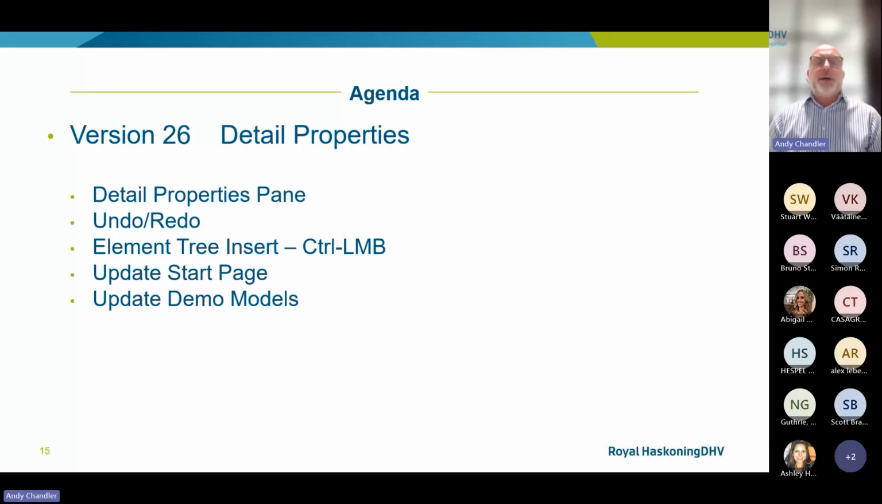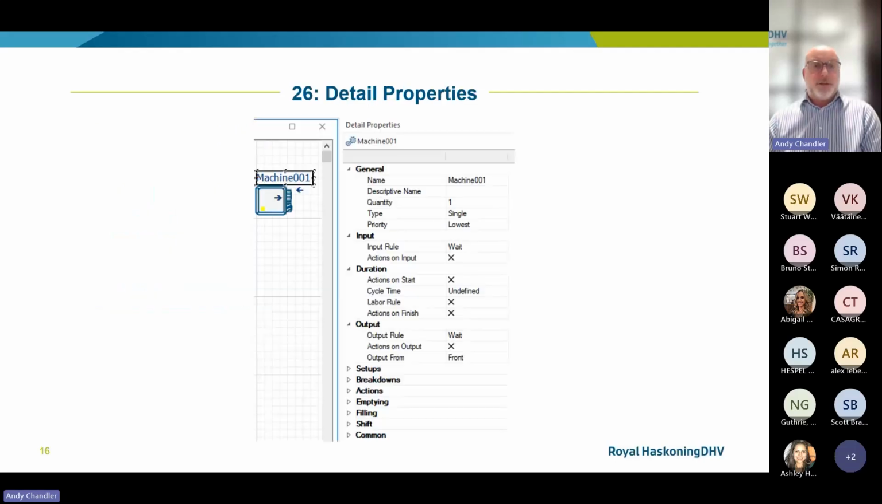So that same process of converting dialogue-based interaction into properties-based interaction was then applied to the detail properties. So we introduced the pane. We'll have a look at the undo and redo that we needed, and then some other updates that we've added as part of that. But really, the entire focus, pretty much, of version 26 was to get detail properties grids working.